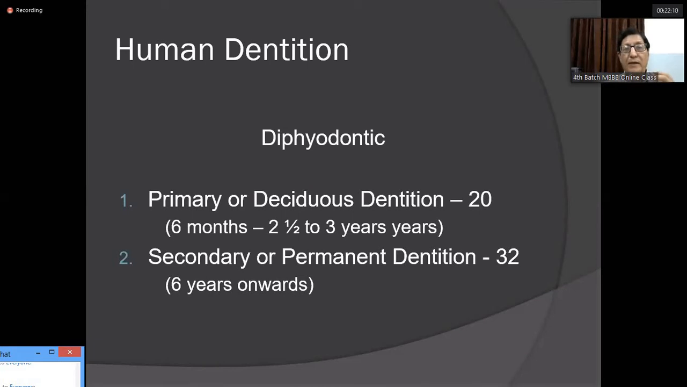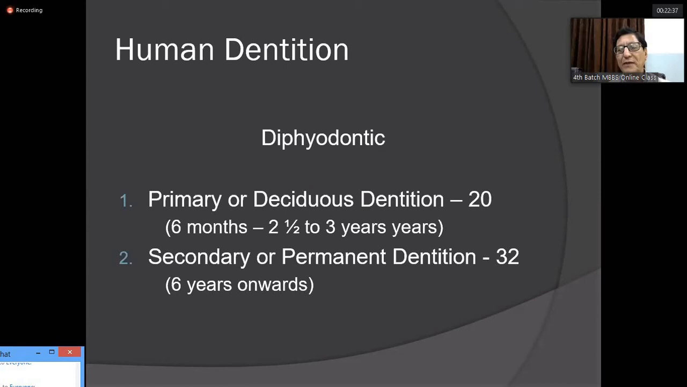But if you talk about the permanent teeth, we call them secondary because they come after the deciduous teeth. They are the second set of teeth to appear. That's why we call them secondary. But they are supposed to be in the mouth throughout our life. That's why they are known as permanent dentition. It usually consists of 32 teeth.